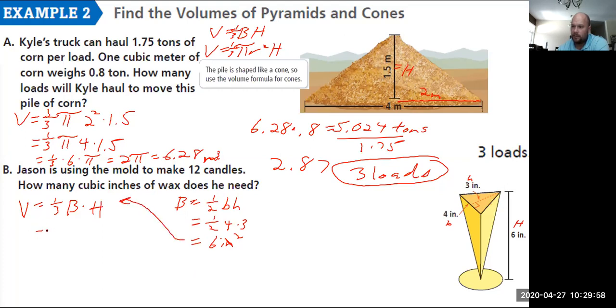So again, we got to take this and plug it in over here now. So we have 1/3 still. We have the base area, which we just found was 6. We have the height is also 6. Again, you can multiply this in any order you want to. I'd actually multiply the fraction first because 1/3 of 6 is 2. 2 times 6 is 12. So 12, oops, a little lag there. 12 inches cubed.